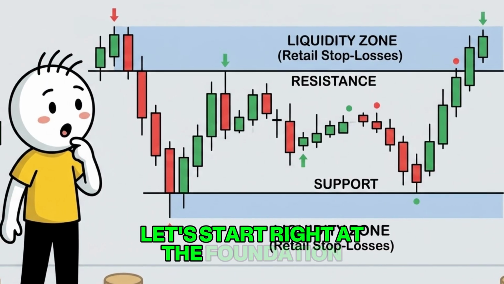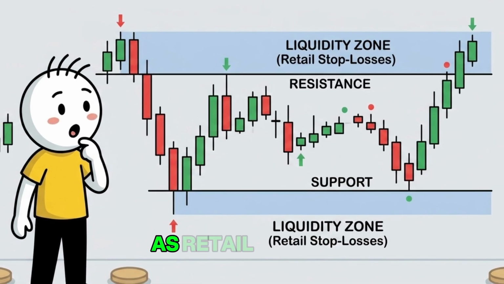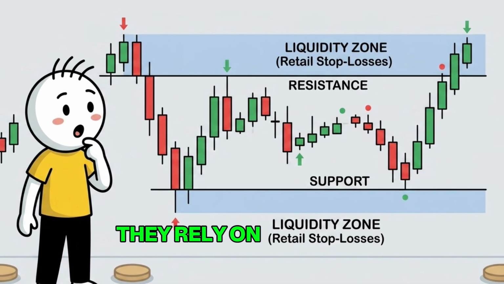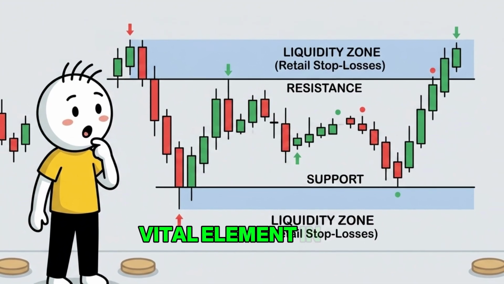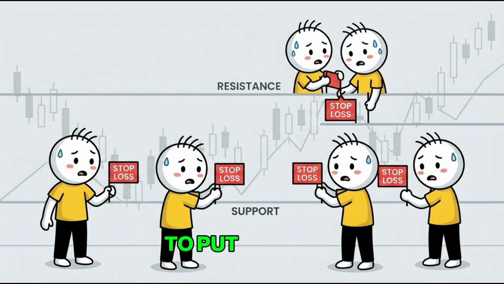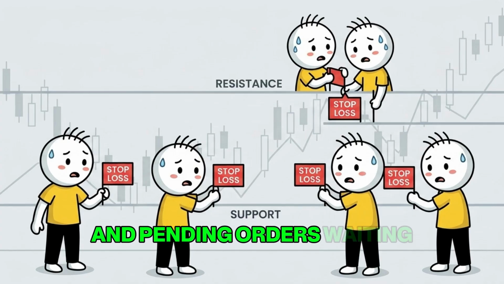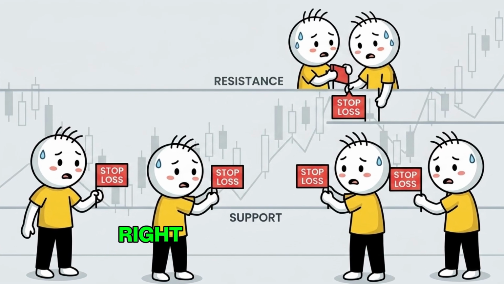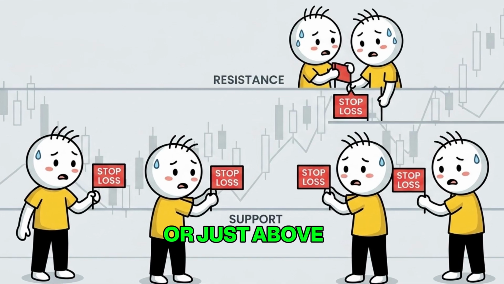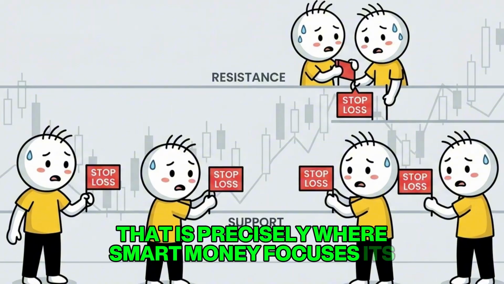Let's start right at the foundation. Institutions don't enter the market the way you and I used to as retail traders. They rely on incredibly advanced algorithms engineered to track one single vital element in the market: liquidity. To put it simply, liquidity is just clusters of stop losses and pending orders waiting to be triggered. The majority of retail traders place their stops right under an obvious support level or just above a clear resistance zone. That is precisely where smart money focuses its attention.